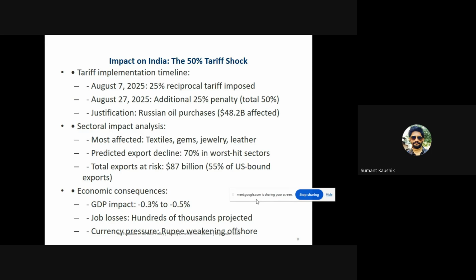And the price of the dollar rising means the exchange rate will fall, and if the exchange rate falls, the rupee's value will diminish. So therefore, there will be a currency pressure on the Indian economy, and India will see a fall in the value of the rupee also.